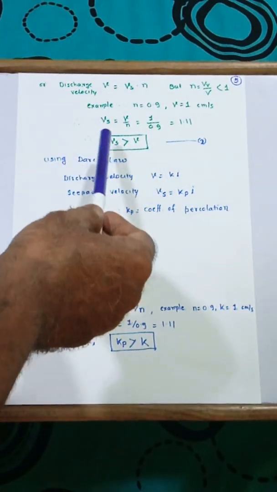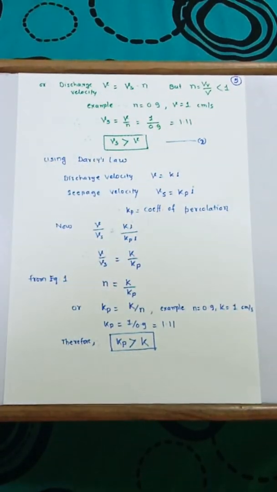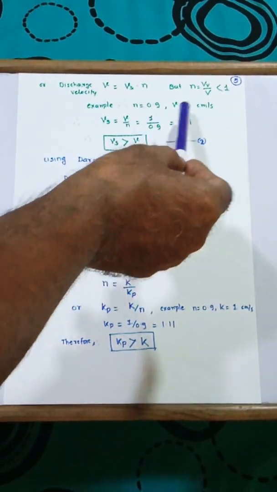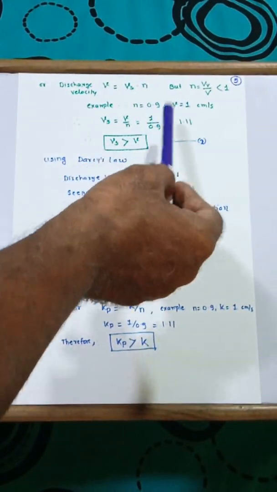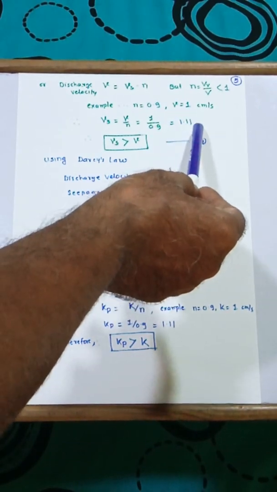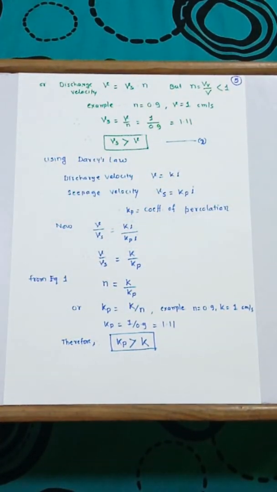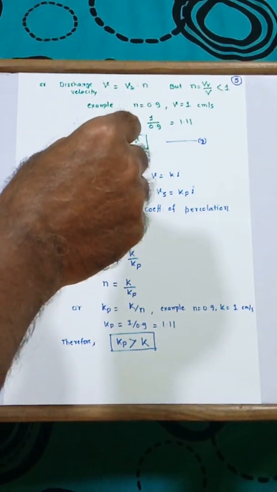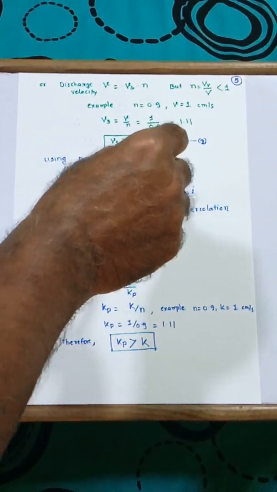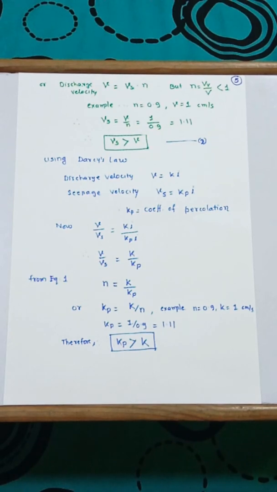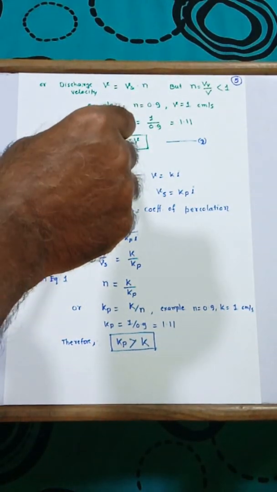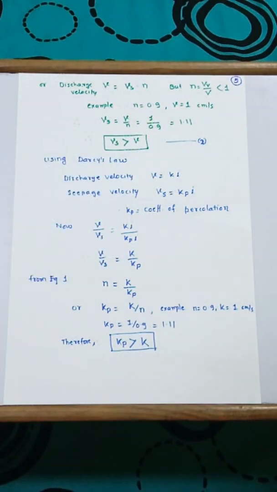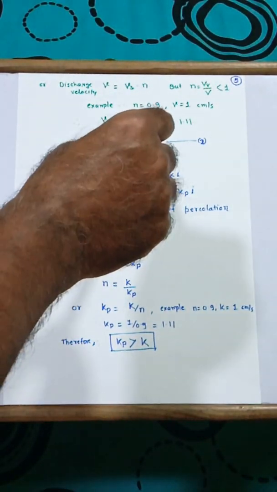then the seepage velocity, if I calculate by substituting these two values, 1 upon 0.9, I get 1.11. So therefore, this indicates that the seepage velocity is always greater than the discharge velocity. That is, a velocity which flows through the voids is greater than the average velocity which flows through the total cross-section area.